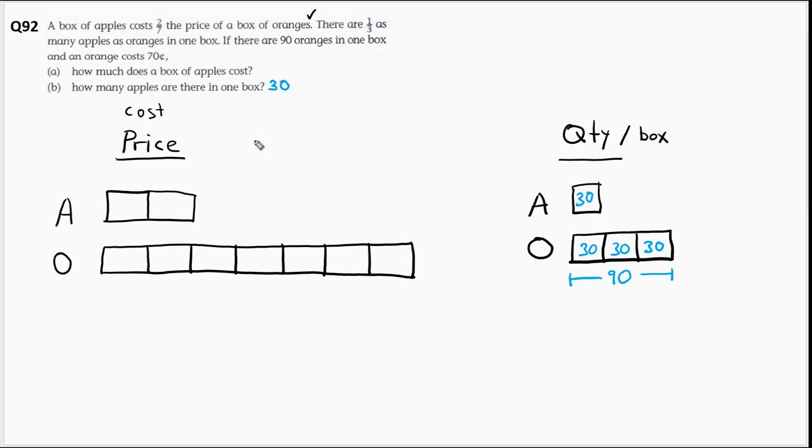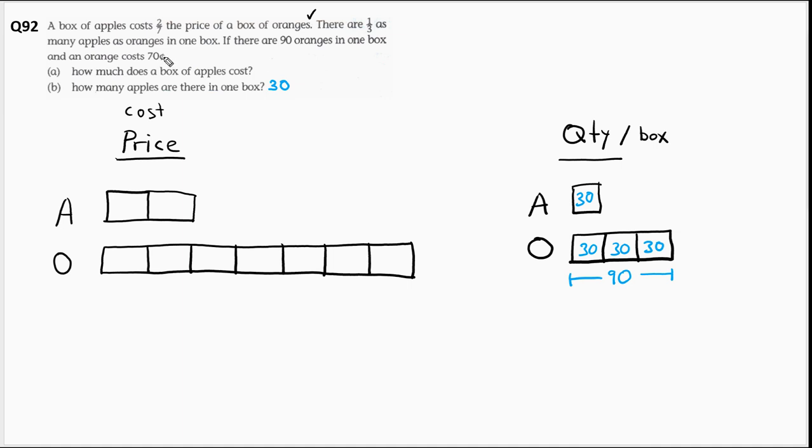Okay, so remember, this is one box of oranges, one box of apples. We now know the cost of one orange, and we know how many oranges are in a box. So we need to calculate the cost of one box of oranges, and then we should be able to use that. We could put that in over here so that we can work out the cost of a box of apples. Do you follow?